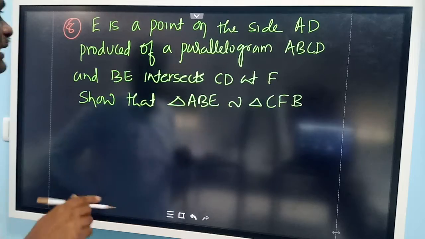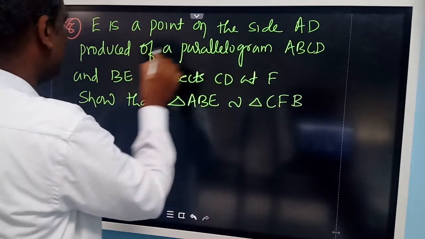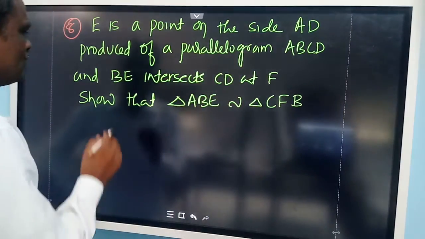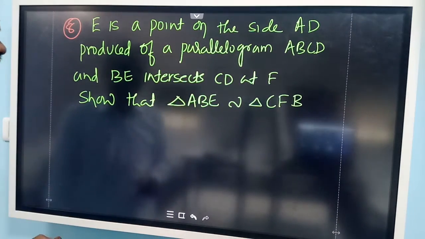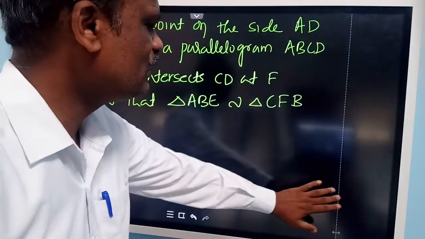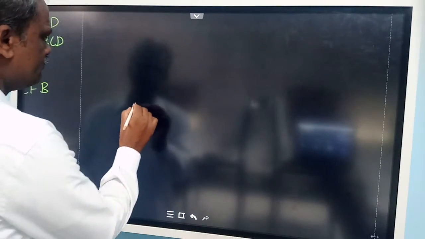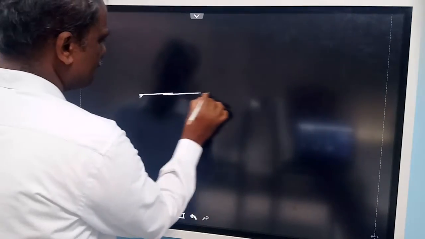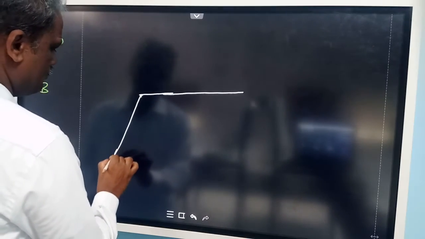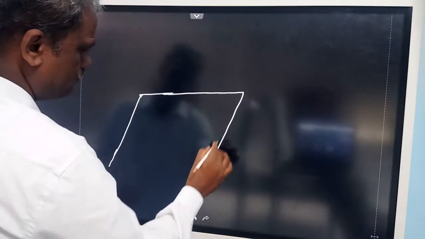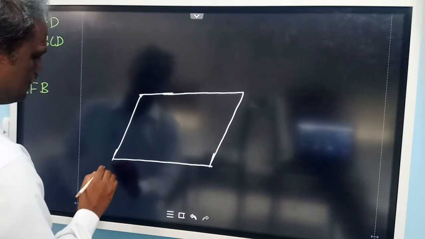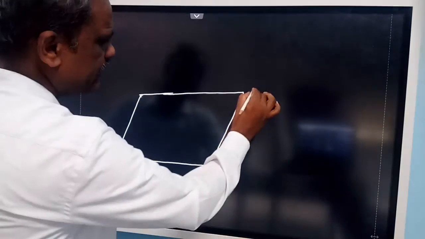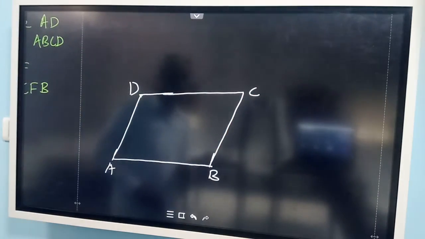To understand this, question number 8. E is a point on the side AD produced of parallelogram ABCD, and BE intersects CD at F. Show that ABE is similar to CFB. So let us draw the diagram, a parallelogram. ABCD is a parallelogram.